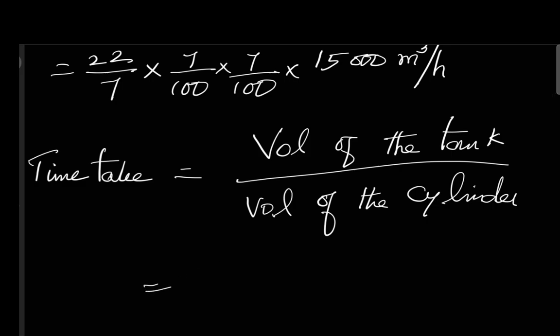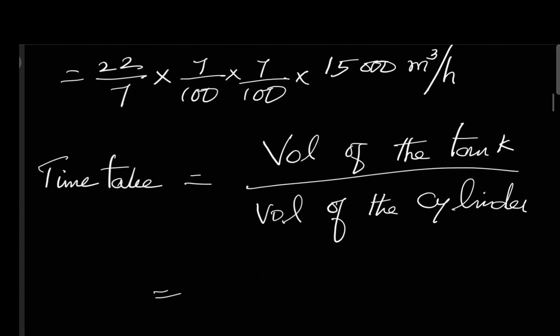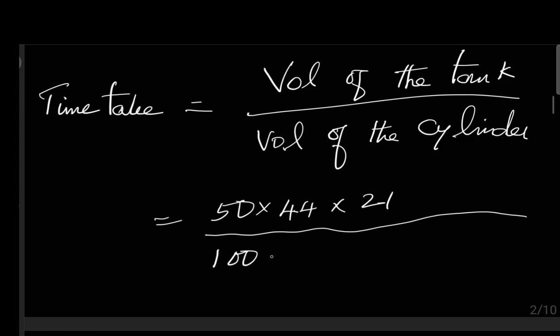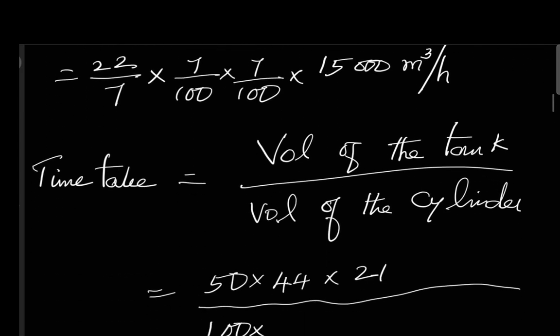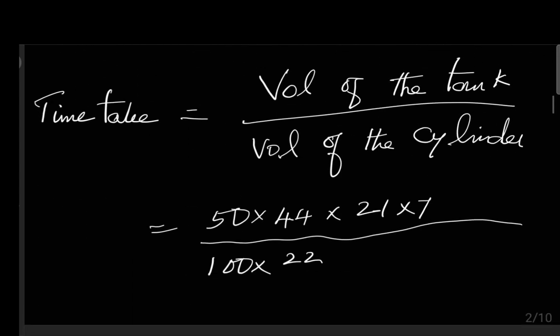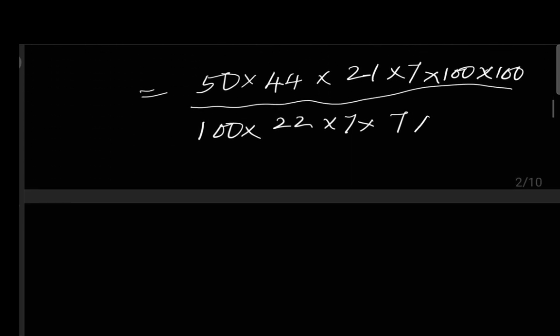So volume of the tank, you write the units: 50 into 44 into 21 by 100. So put the denominator line by 100. Now volume of the cylinder, pi is 22 by 7. Write this 7 to the numerator, denominator terms go to the numerator. 7 by 100, so 7 into 100, then divided by 15,000.